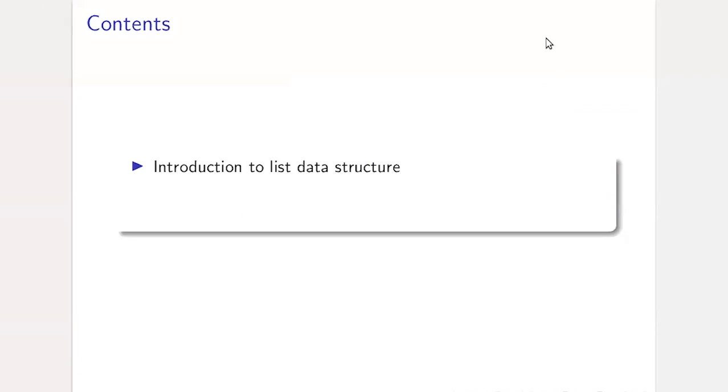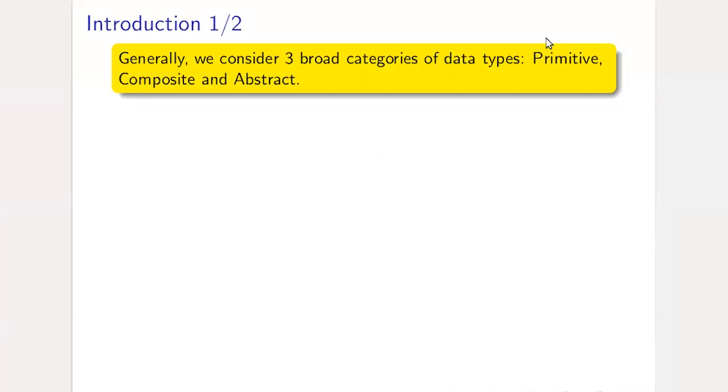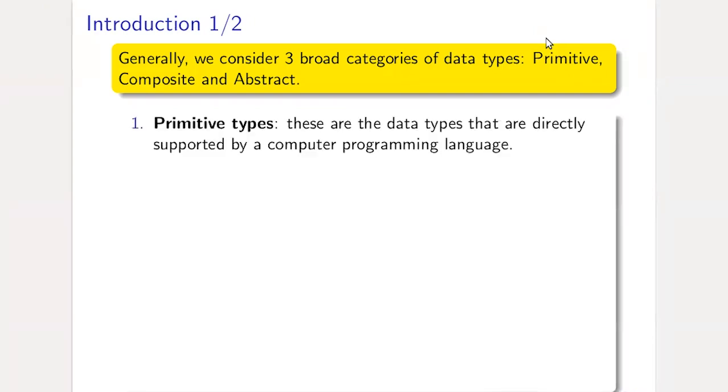So I will start off with the introduction to the list data structure and then look at how to create lists and a wide variety of operations that you can carry out on lists. So when we look at data types, we basically have three categories. The primitive data type, which is what is directly supported by the computer programming language.